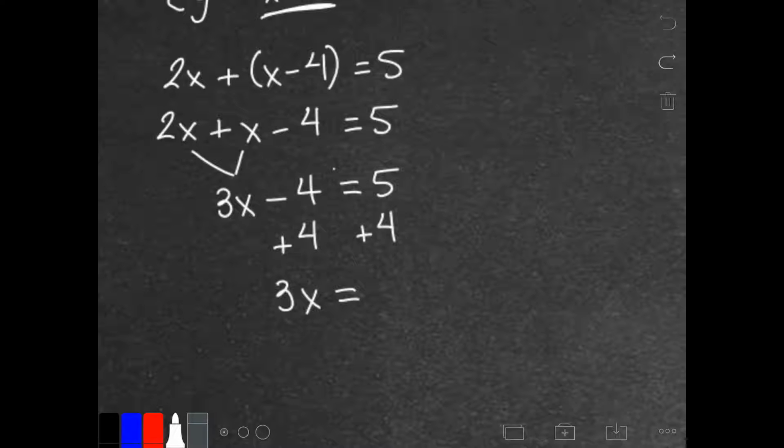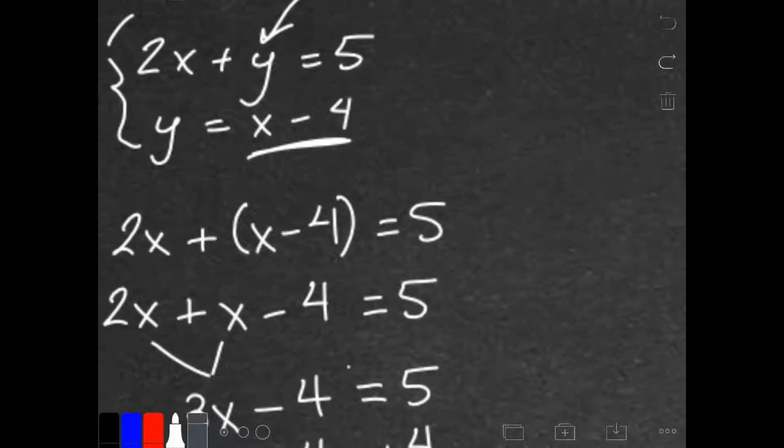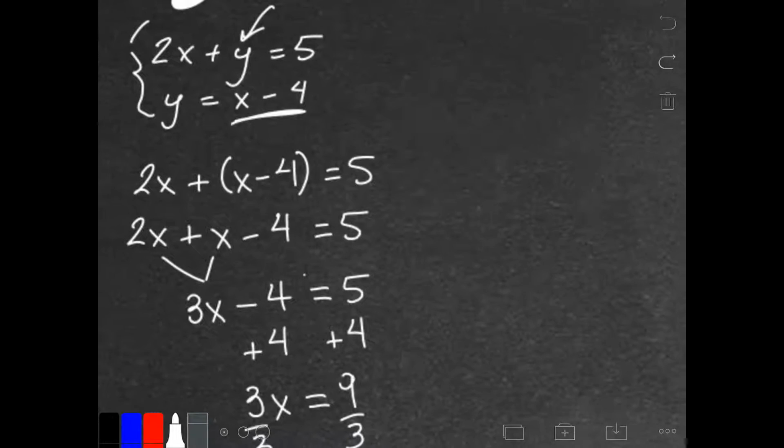That'll give me 3x equal to, well, 5 plus 4 is 9. 3 times x. Let's divide by 3, and we get x equals 3. So now that I know what x is, I can go ahead and substitute this 3 back into either of the equations to solve for y.